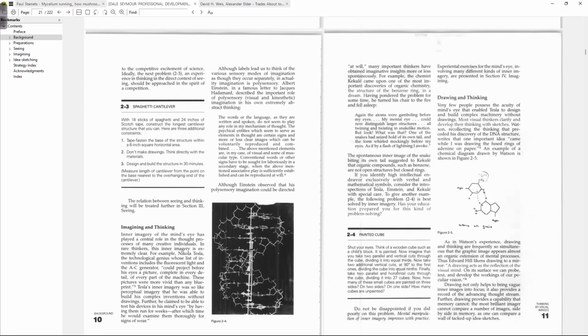Imagining, right? So, drawing and thinking. Very few people possess the acuity of mind's eye that enabled Tesla to design and build complex machines without drawing. Most visual thinkers clarify and develop their thinking with sketches. Watson, recollecting the thinking that preceded his discovery of the DNA structure, writes that one important idea came while I was drawing the fused rings of adenine on paper. An example of a chemical diagram drawn by Watson is shown in figure 2.5.